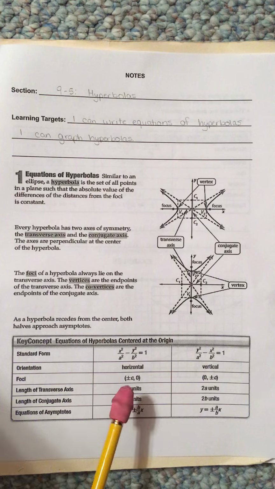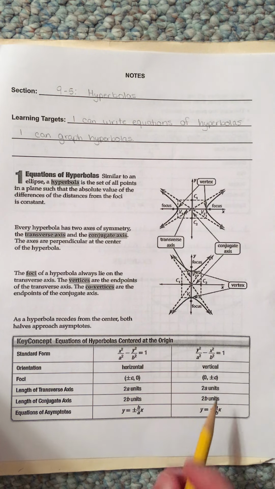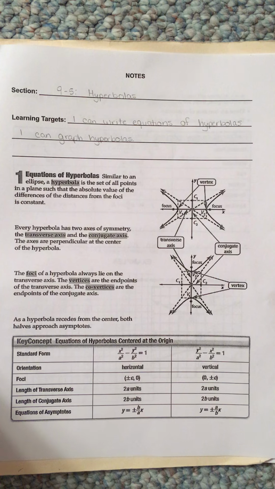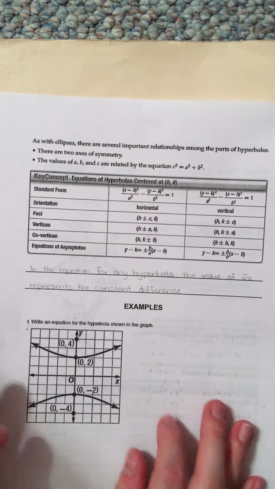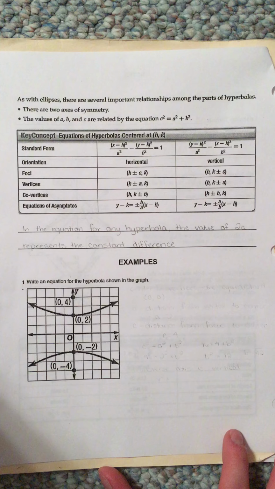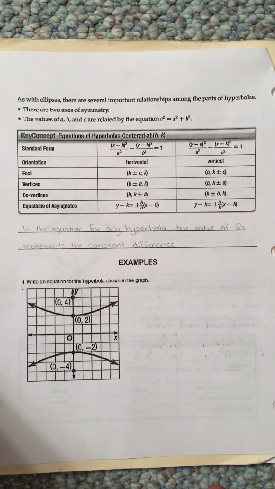So we have our standard form here. We have a horizontal and a vertical. And again, it looks pretty similar to ellipses, except instead of a plus here, we have a minus. So that's the big difference between our equations for ellipses and hyperbolas. And again, we use a lot of the same equations and relationships for our hyperbolas.